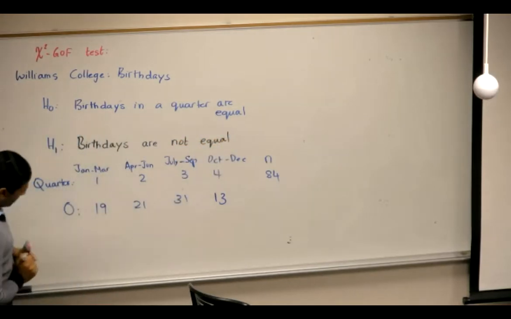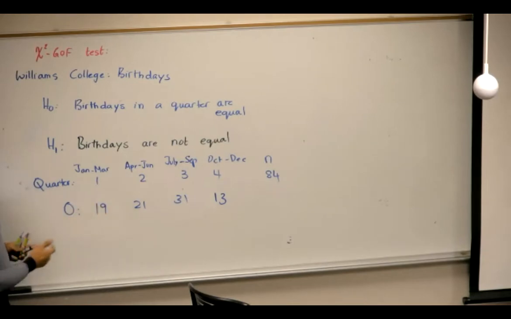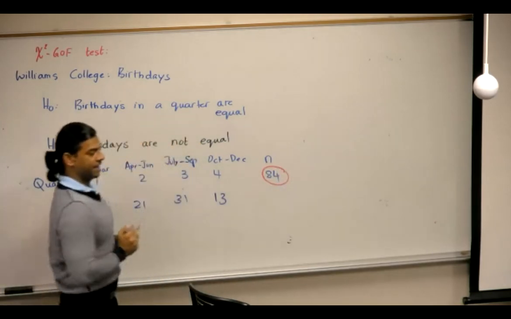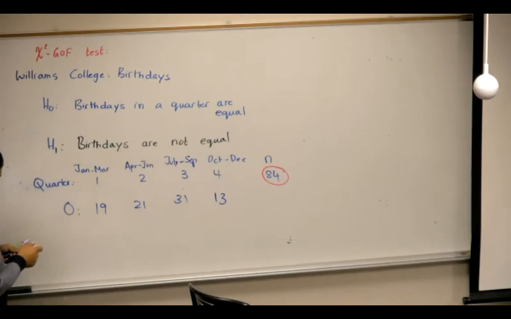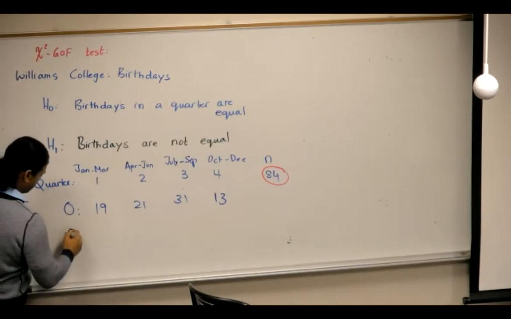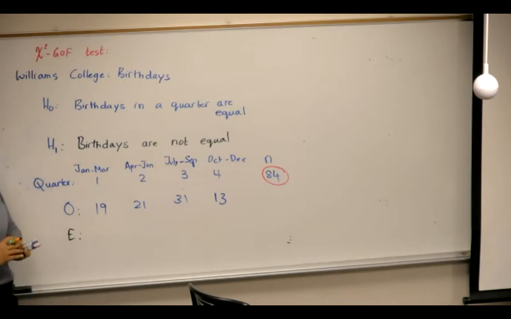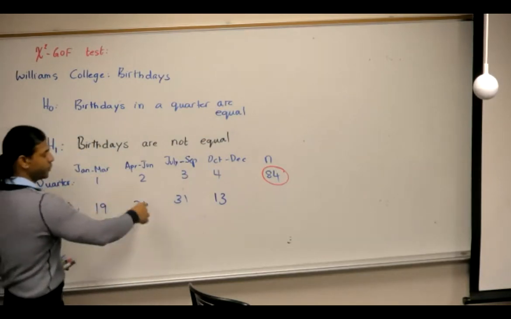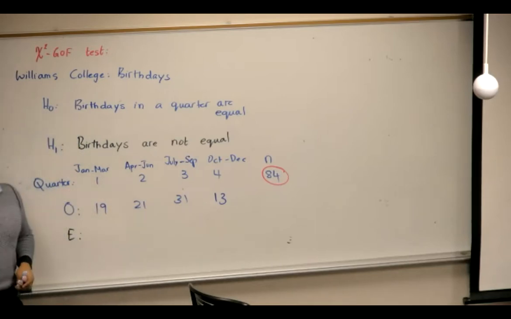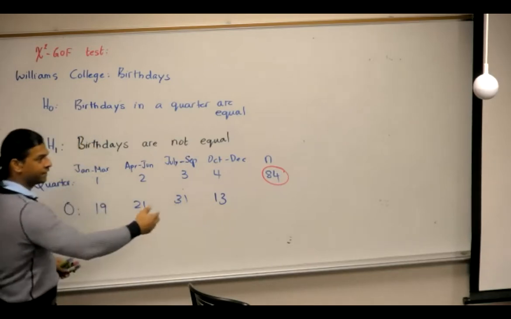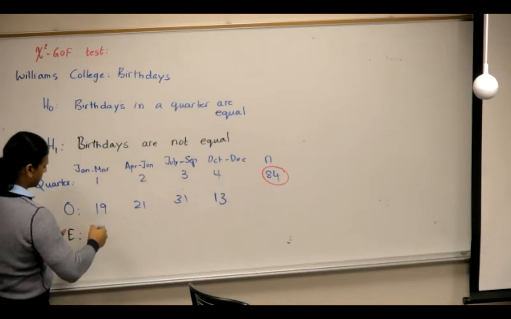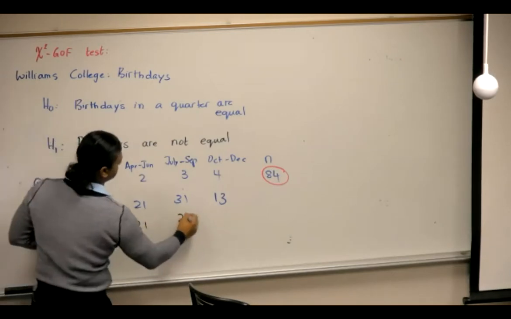The problem has provided us with observed counts, so 19, 21, 31, and 13. The total number of students, 84, would mean the expected counts must be 21, 21, 21, 21. How did we decide on 21? We have 4 cases, so equal probability would mean 25% for each of them. So 25% of 84, a fourth of 84, is just 21.